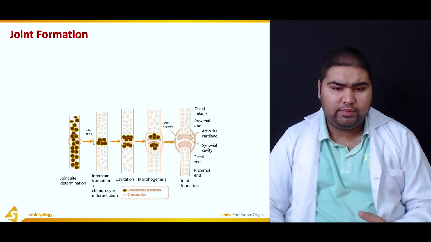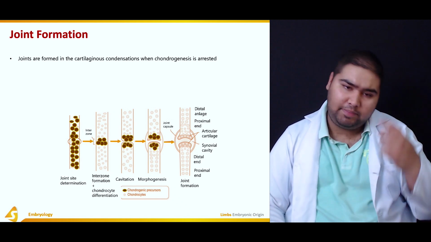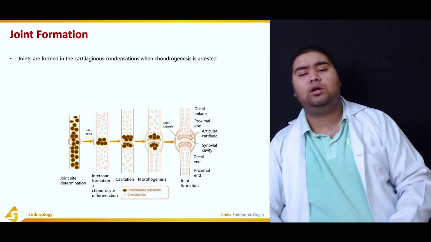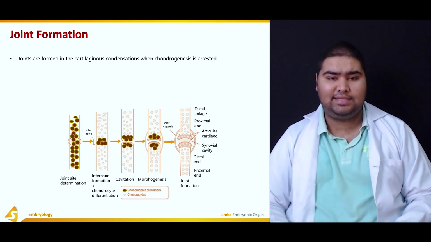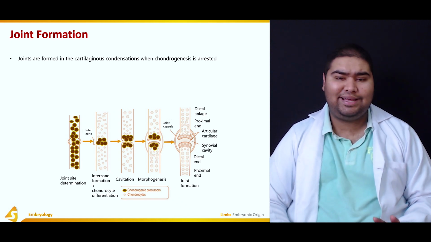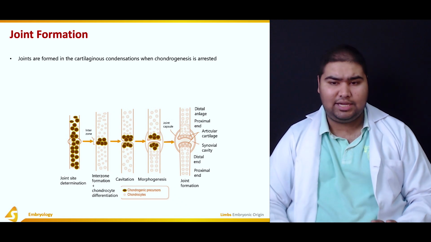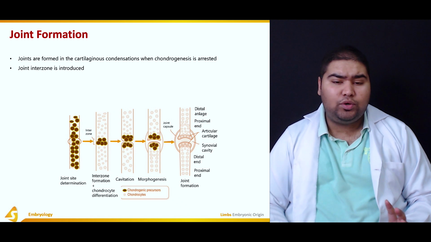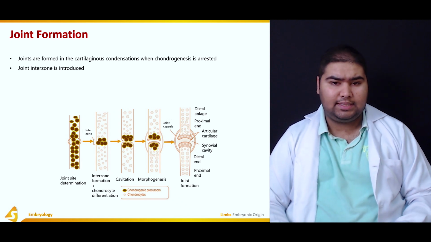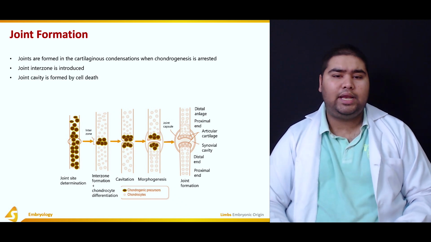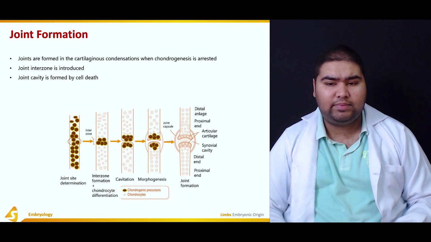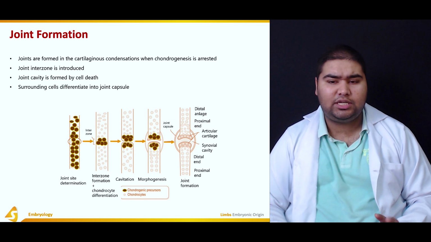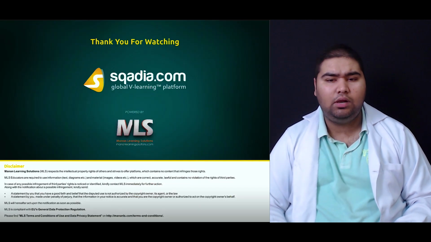So joint formation, how does that take place? Joints are formed in the cartilaginous condensations when chondrogenesis is arrested. So chondrogenesis is arrested in cartilaginous condensations, and this results in the formation of joints. A joint interzone is introduced. Now the joint cavity is formed by cell death. The surrounding cells differentiate into the joint capsule.